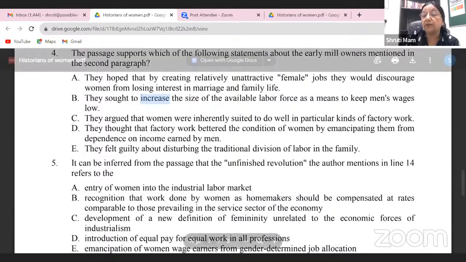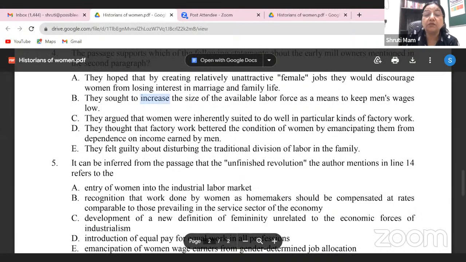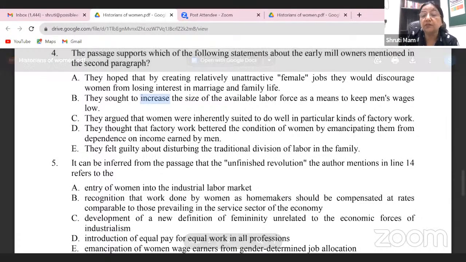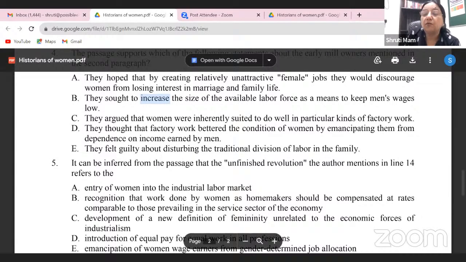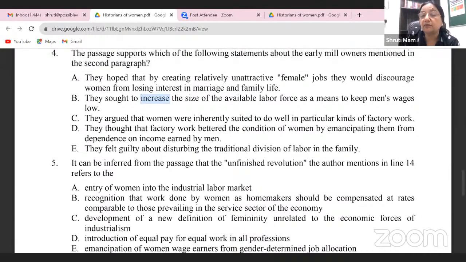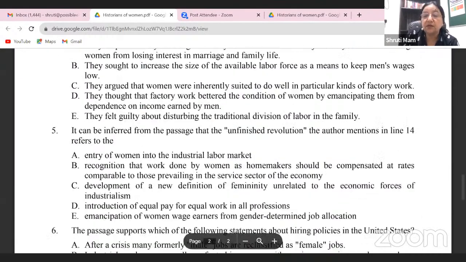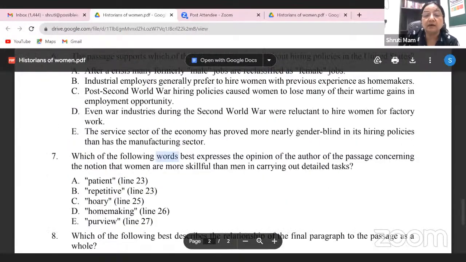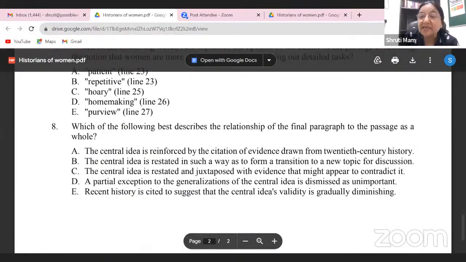Unfinished revolution, the author mentions, and let's ignore line 14. So unfinished revolution that the author mentions in line 14, what does that mean? So we have a question from the second paragraph. We have a question from one of the lines which has this unfinished revolution. Now I'm moving my question to question number 8.